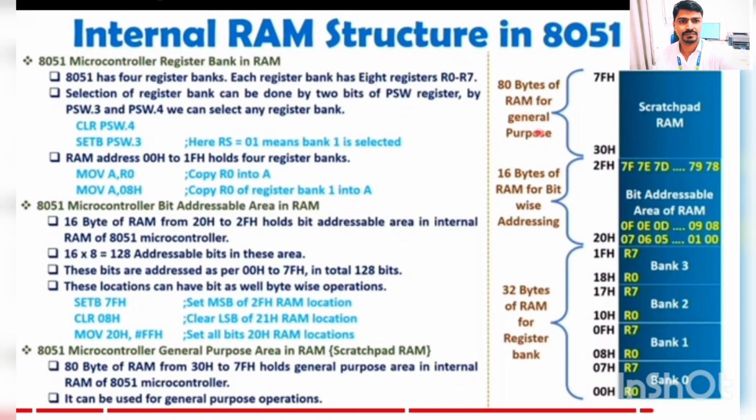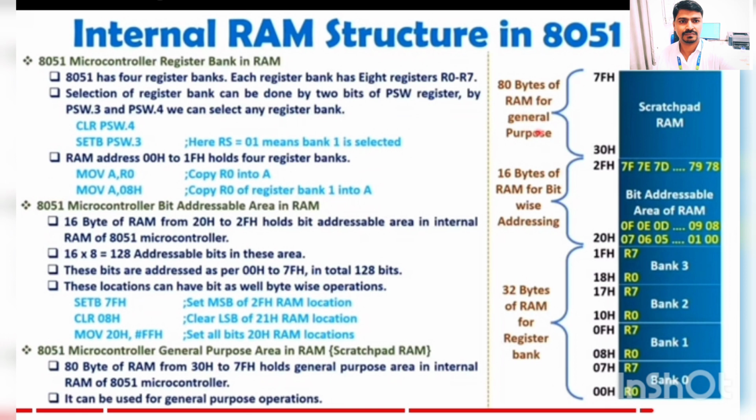Now, up to this point, let us clear what a memory is. There are two types of memory, RAM memory and ROM memory. ROM memory is used to store the program of the microcontroller, and RAM memory is used to store temporary data while executing a program.